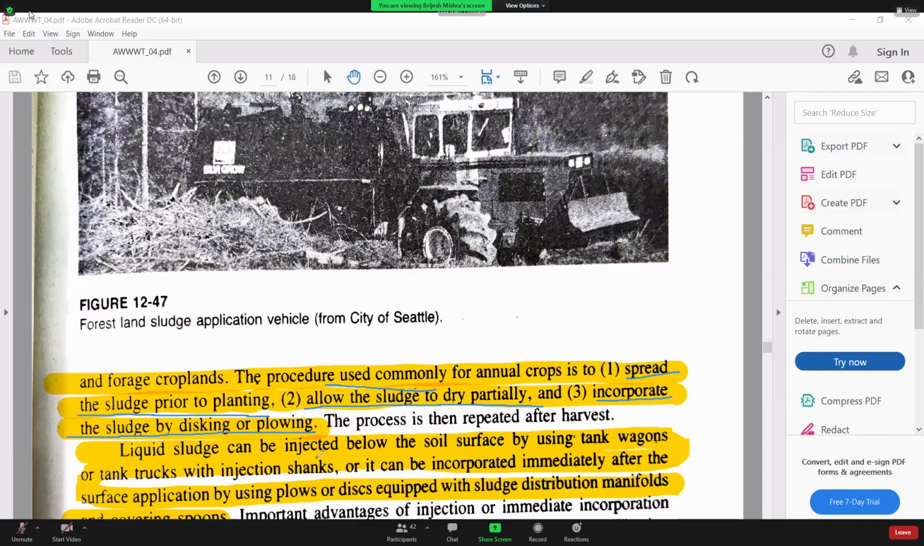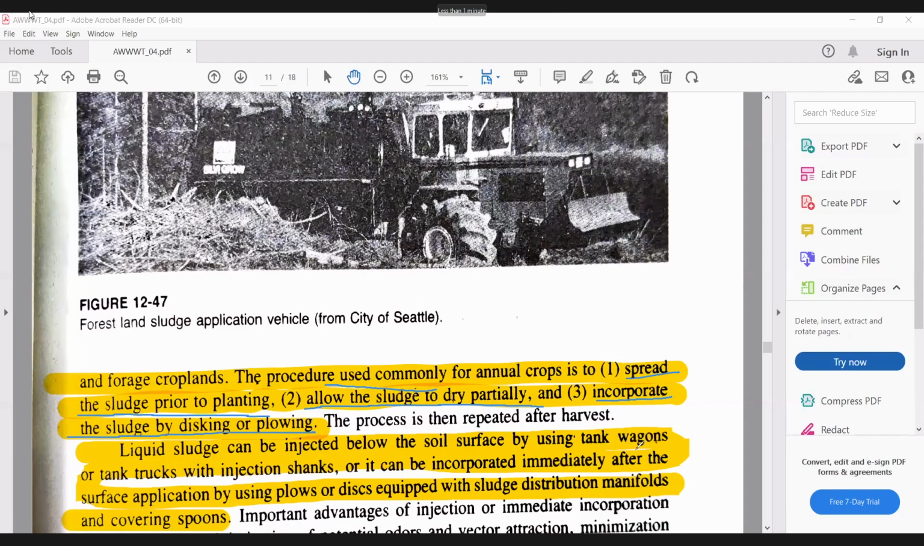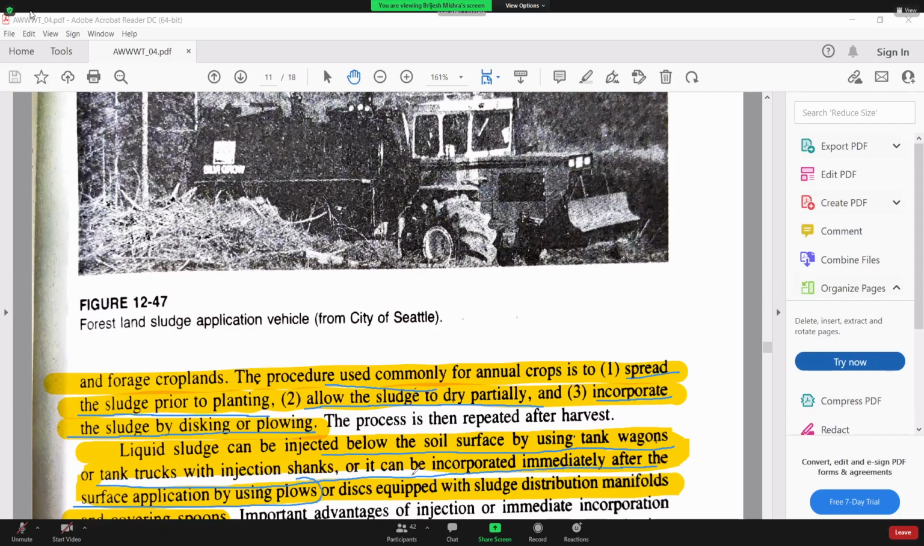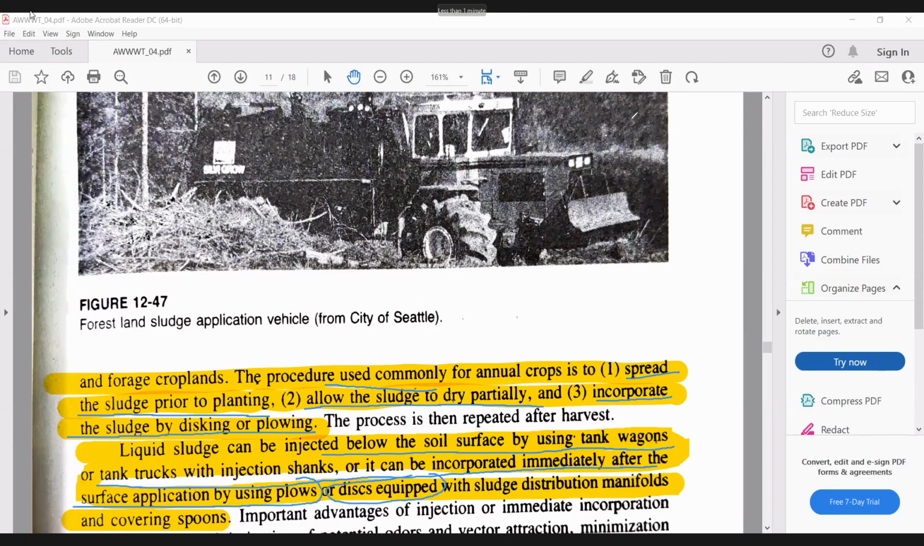Liquid sludge can be injected below the soil surface by using tank wagons or tank trucks with injectors, or it can be incorporated immediately after surface application using plow or disc equipment. Disc plow is also there. This is the method by which we can distribute the liquid sludge over agricultural land.